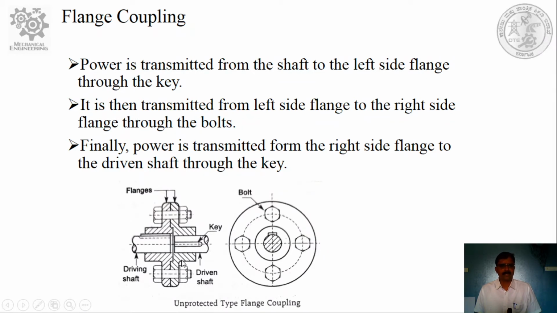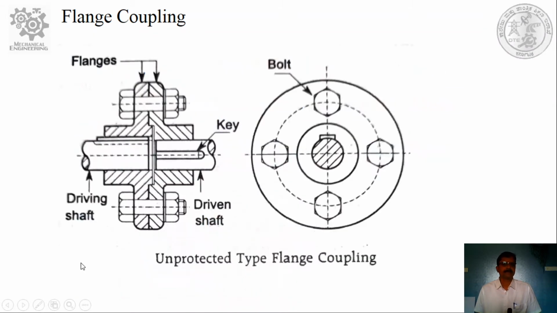In this way, the power is transmitted from driving shaft to the driven shaft with the different elements, and these flanges are fastened with the help of 4 or 6 bolts, depending upon the transmission capacity of the flange. Here the drawing shows the detailed view of an unprotected type flange coupling.